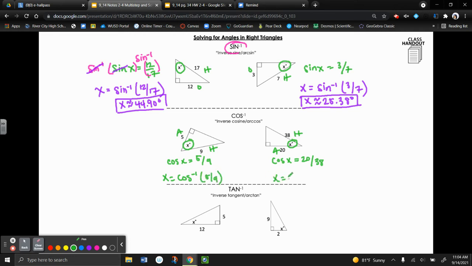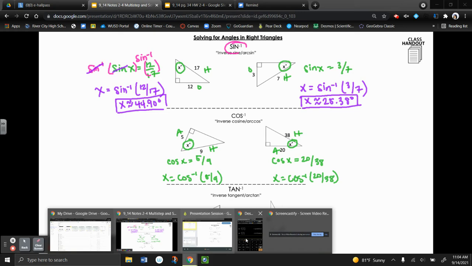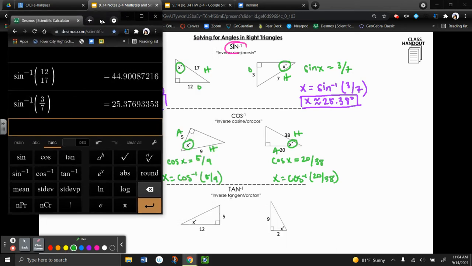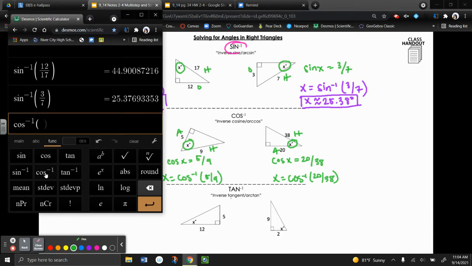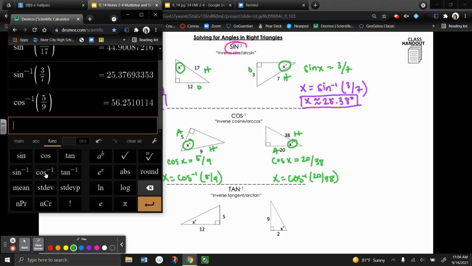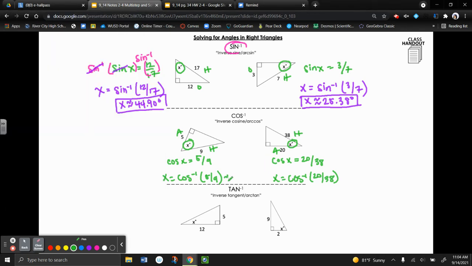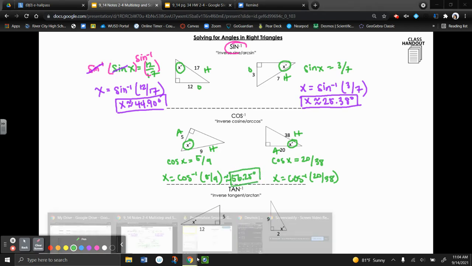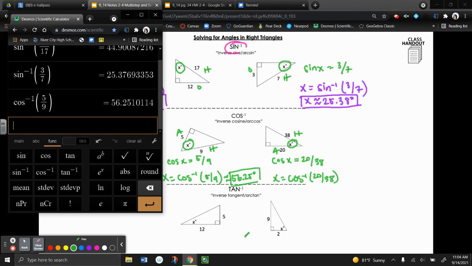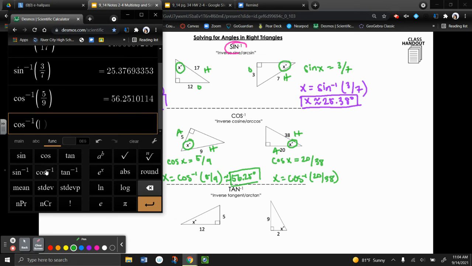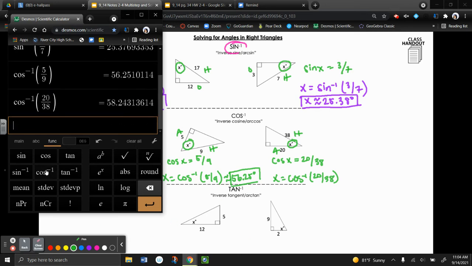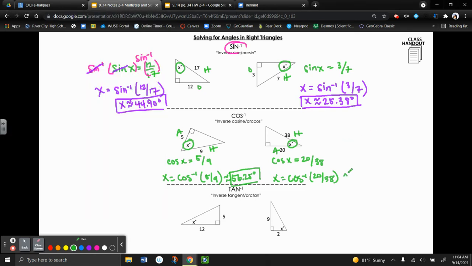And inverse cosine, 20/38. That gives 56.25, and then 20/38 gives 58.24.